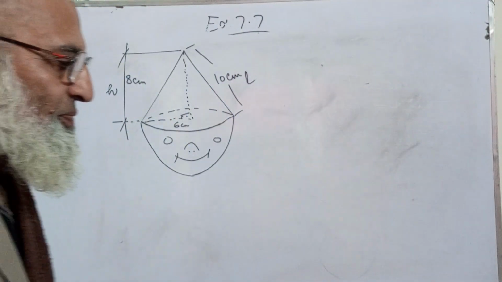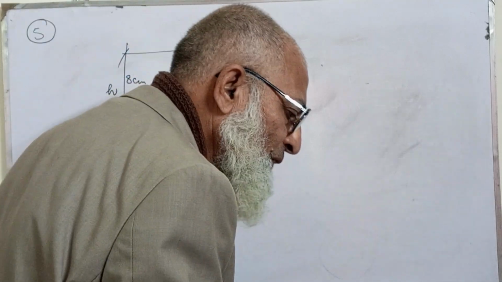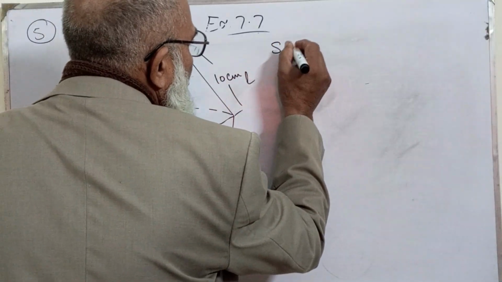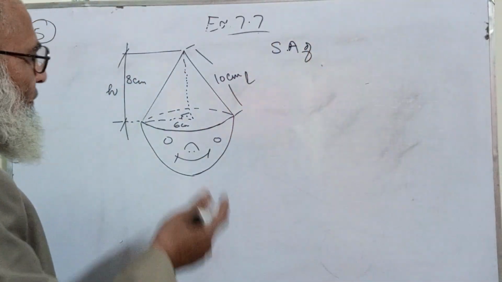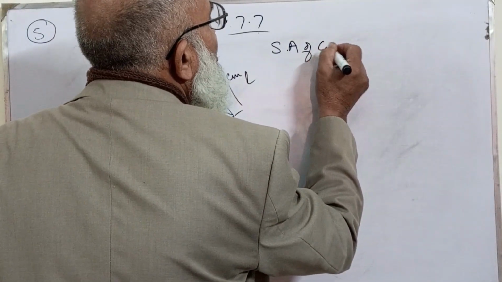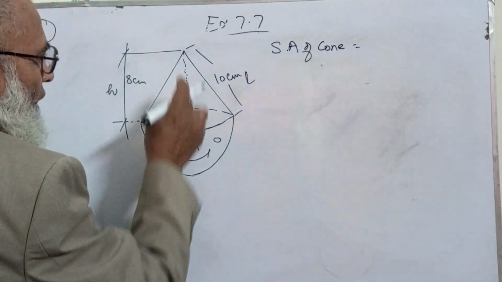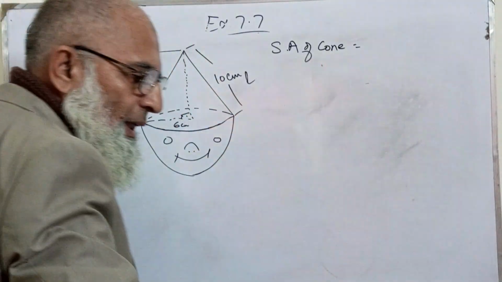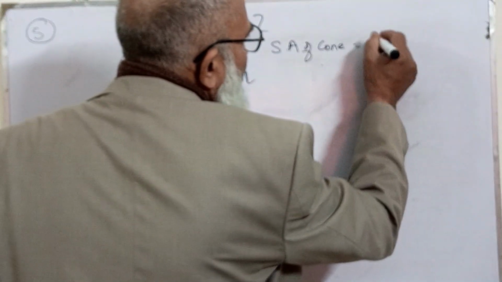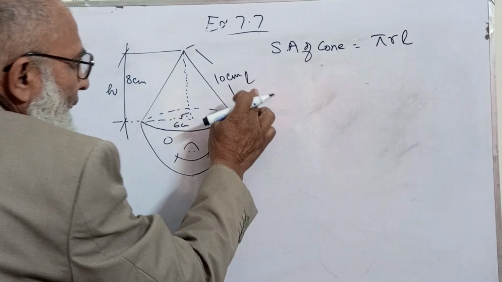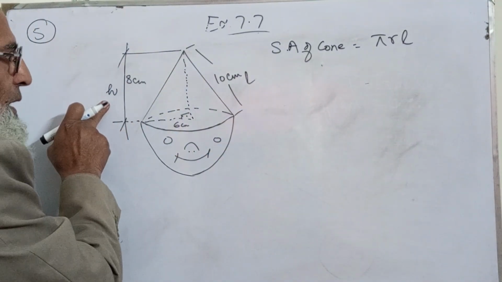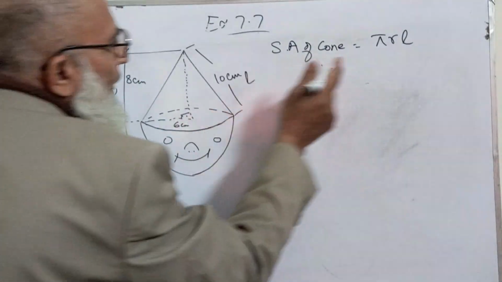You can just rewind it. Now find the surface area of the toy. Again, we have to find the surface area of this part and this part. Surface area of toy, cone. Now the surface area of cone is pi r l. Now you see that L has been taken. Previously in volume h was taken. Now in surface area L has to be taken.